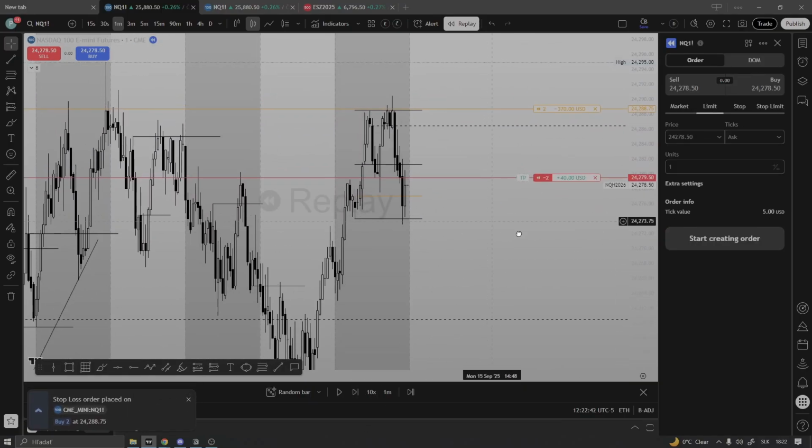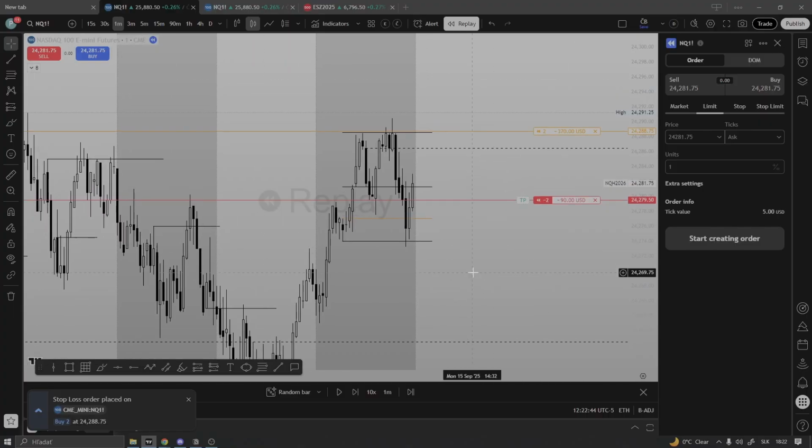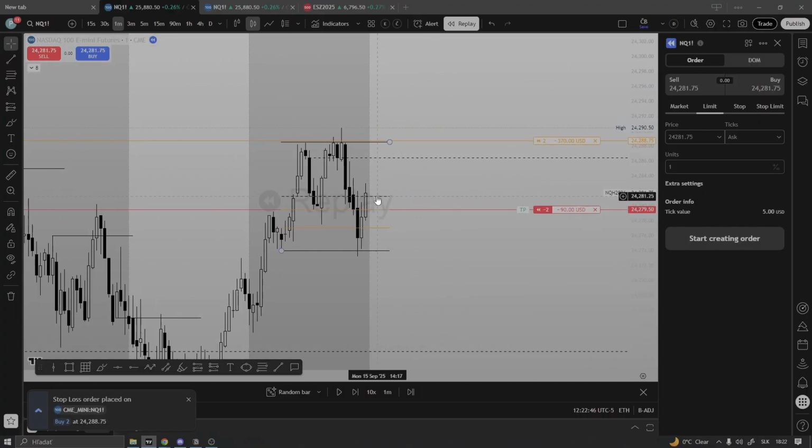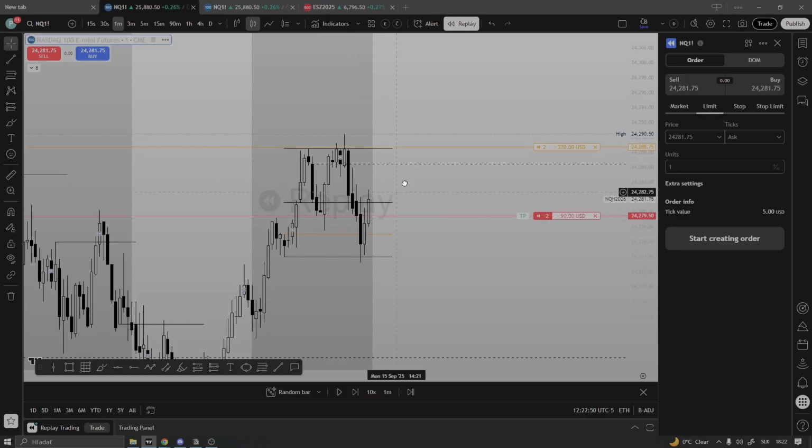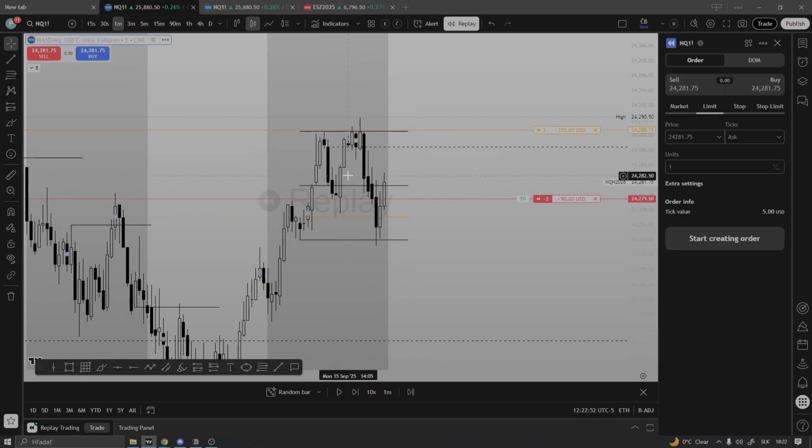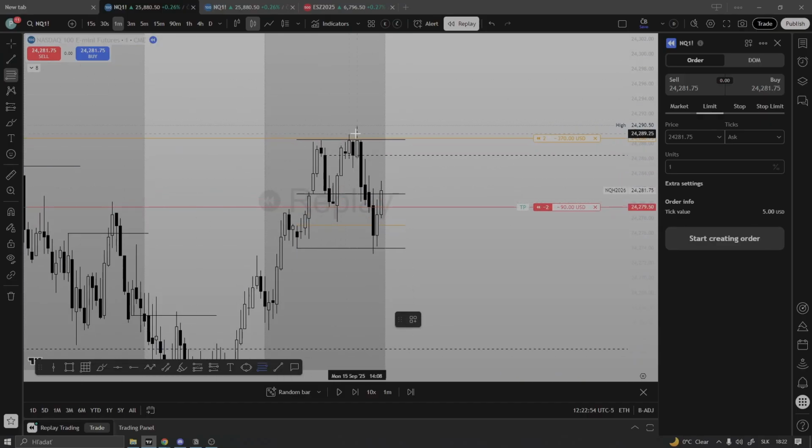Okay, so we are distributing. Now this is the highest point where we can retrace. I don't want to see us any higher. Why? Because this is just a CISD retracement, and also we should be around 50% of the range right now. Yep, 50%.